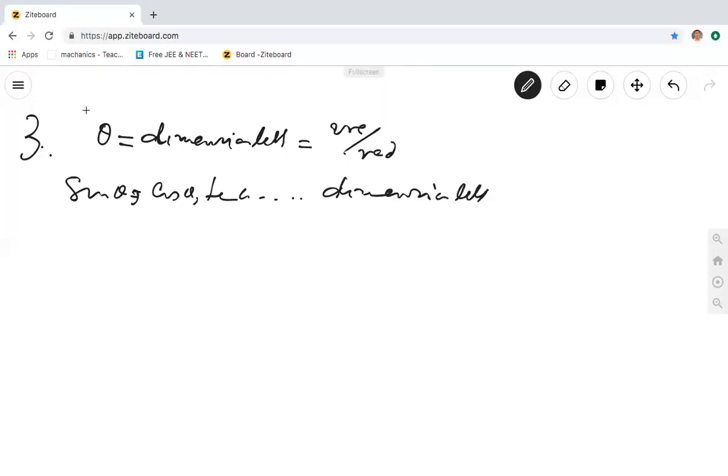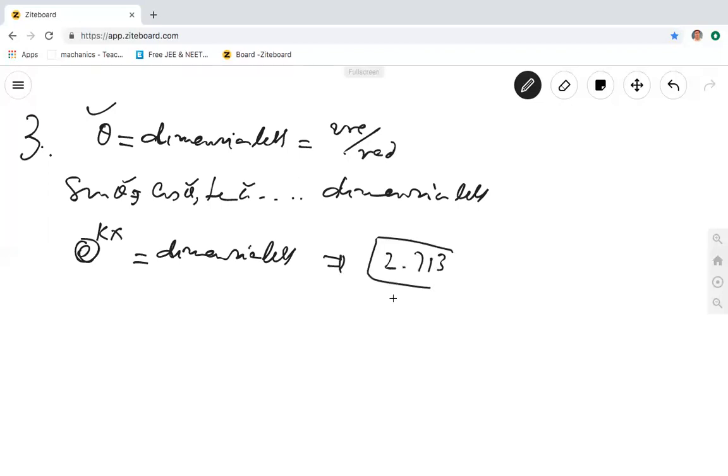So not only theta, but sine of the angle and cos of the angle are dimensionless. Not only that, exponential functions like e raised to power kx are totally dimensionless. Why? Because the value of e is 2.71, something like 3. It's a number, so that is dimensionless.